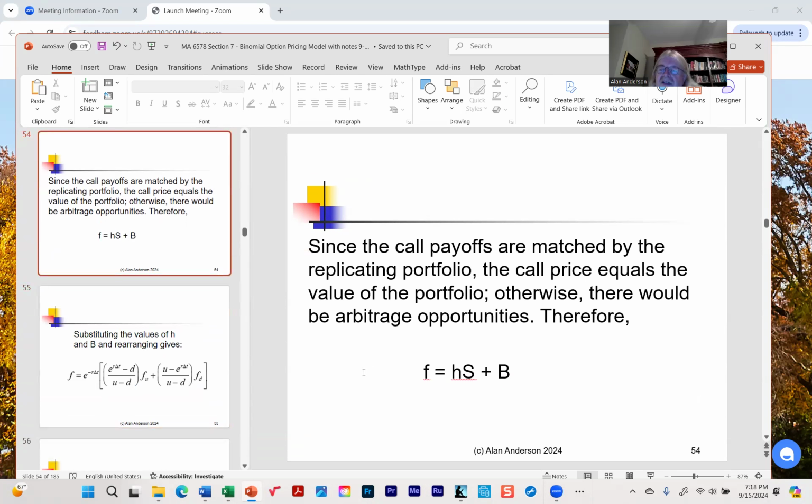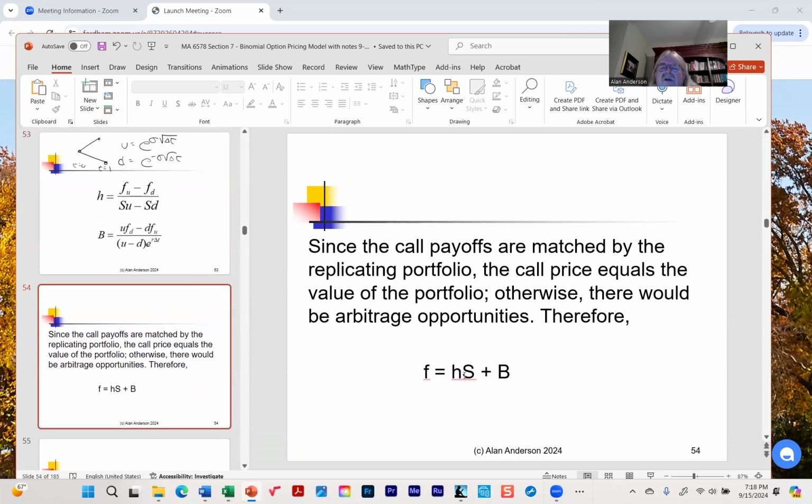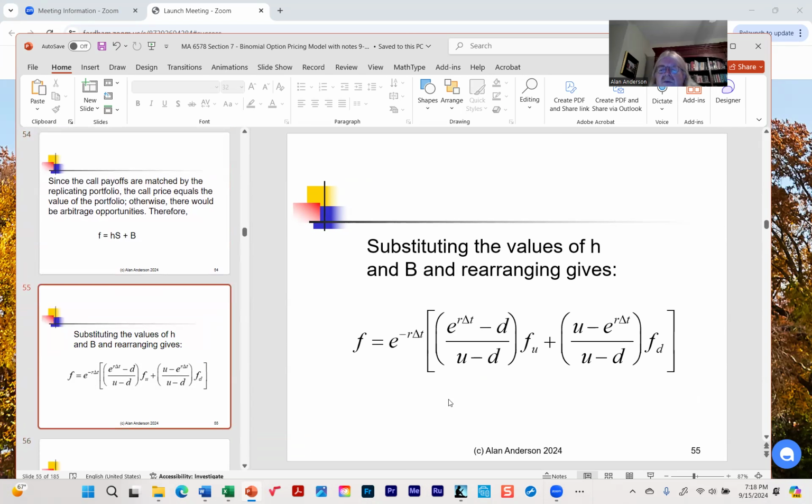Now, again, I'm saving you a lot of messy algebra, but if you took these two definitions and plugged them in here and did a lot of algebra, this is what you'd ultimately end up with. And so you can see, it's kind of interesting, because this term means present value.